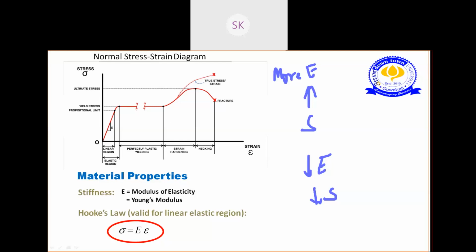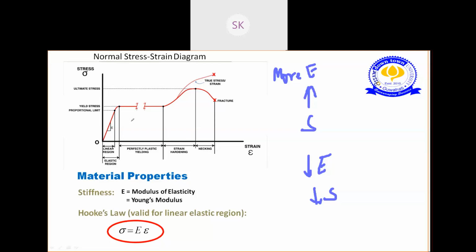Rubber will have more stiffness or steel? In general, rubber will be softer and steel harder. Steel, yes. So the slope of this curve will be more.